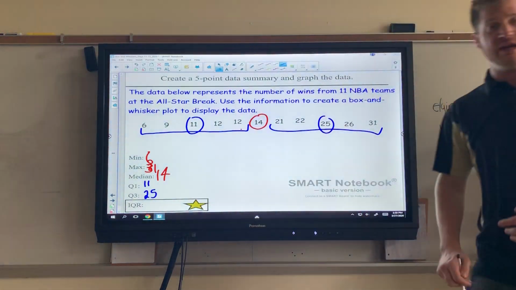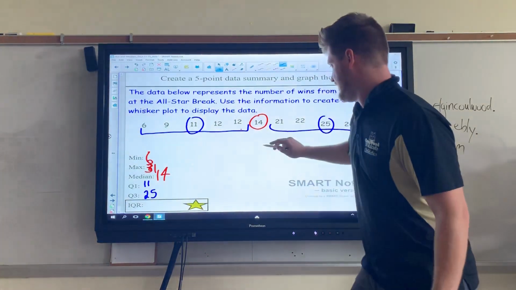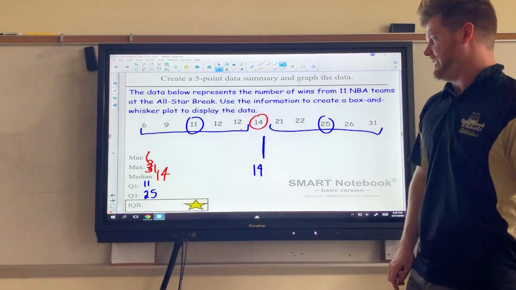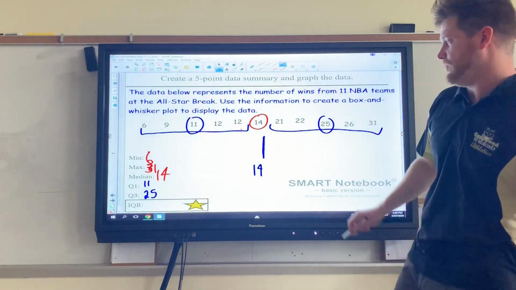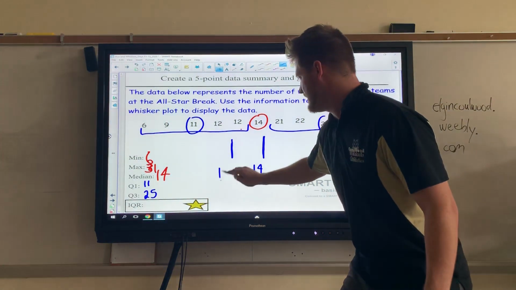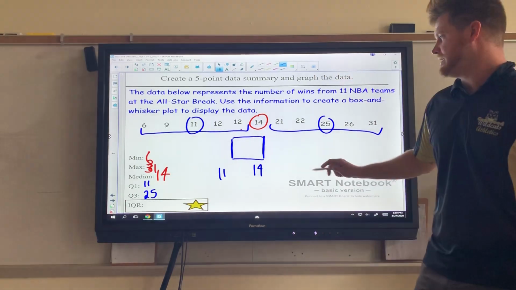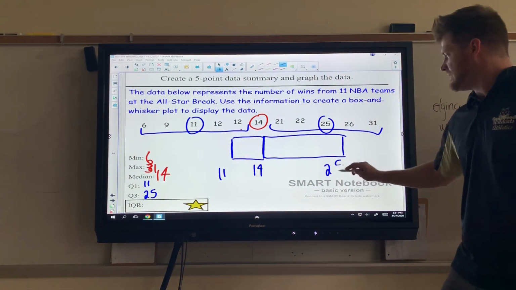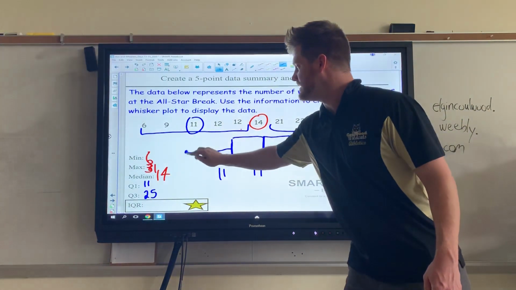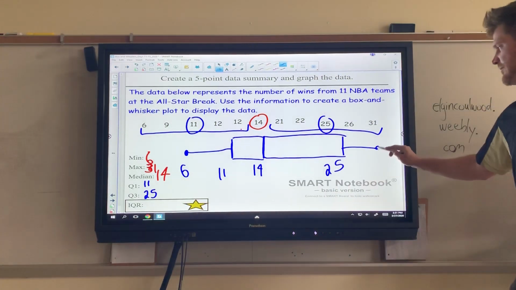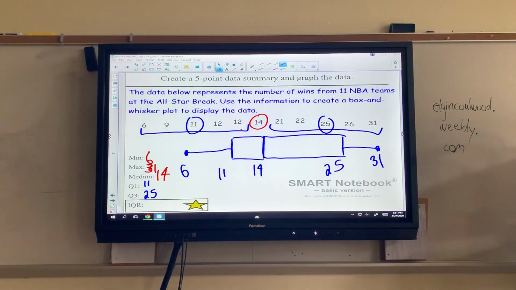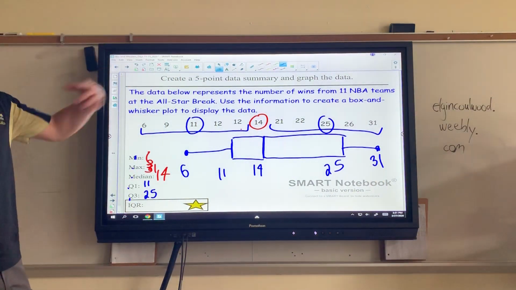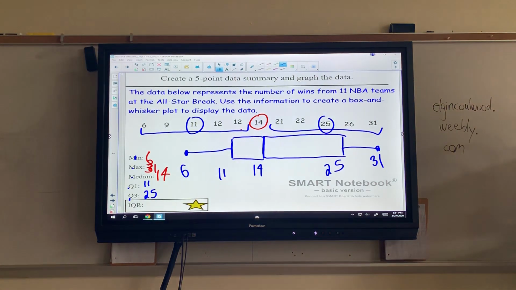Once you have that, you go ahead and create your box and whisker plot. Go ahead and draw the median and put a 14 under it. Q1 is 11, so that's going to be near it. That's the first part of the box. The box ends way over here at 25. And then the easiest ones, minimum, it's going to be 6. Maximum is 31. So your box and whisker plot should look something like that. Once you have these 5 things, minimum, maximum, median, Q1, Q3, you go ahead and create your box and whisker.